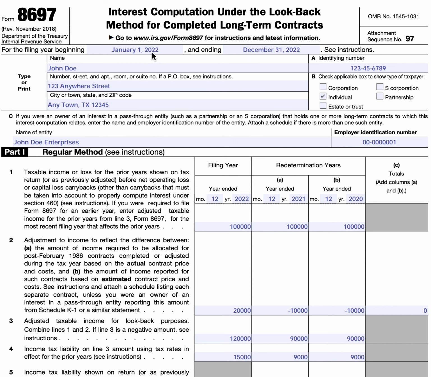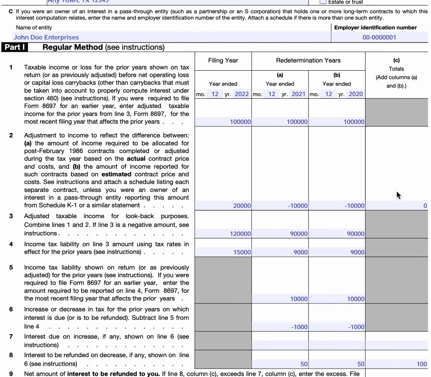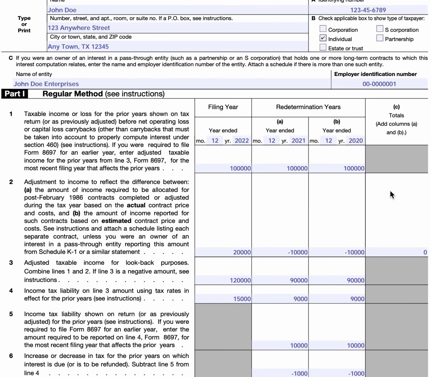So in part one, we use the filing year, which is the current tax year or the tax year that you're reporting for here, and then redetermination years. So there are two columns. You can apply 2 different years. If you need to apply more years, you can add additional copies of the Form 8697. But this column C, which represents the totals of columns A and B, you'll only put this on the primary version of the form. So if you have 4 redetermination years, you would use 2 forms.